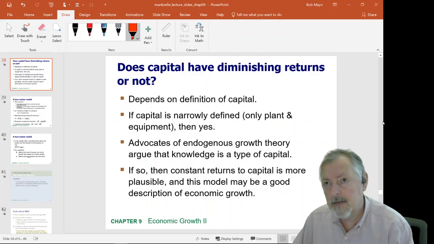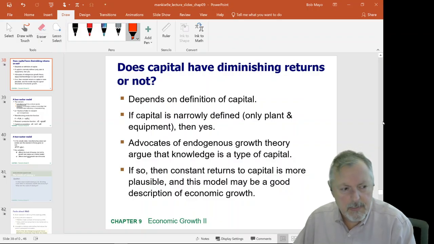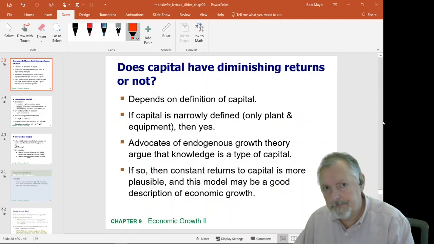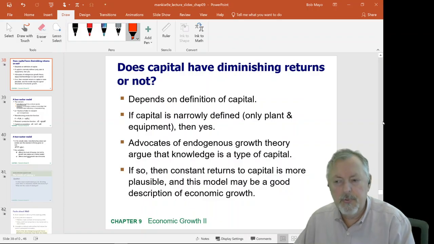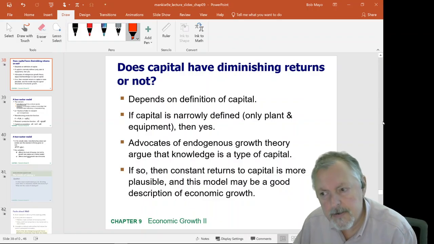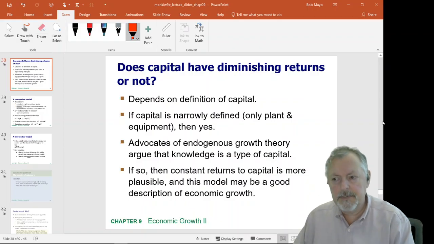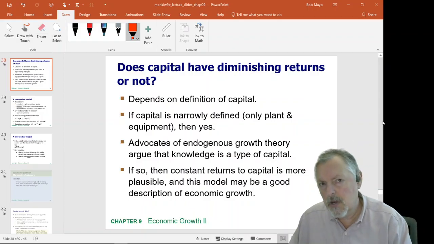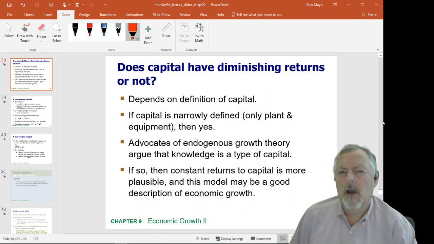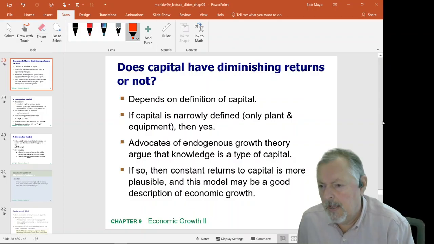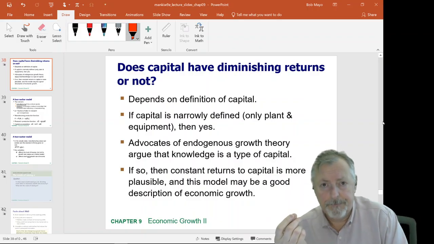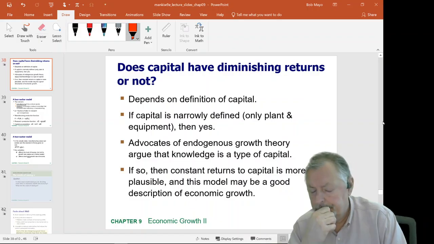If you define capital broadly and you include intellectual assets as capital, if you include brilliant ideas as capital, then probably capital does not have a declining marginal product. It probably has increasing marginal product. Think about it this way. I have one brilliant idea, and I can give it to two people.